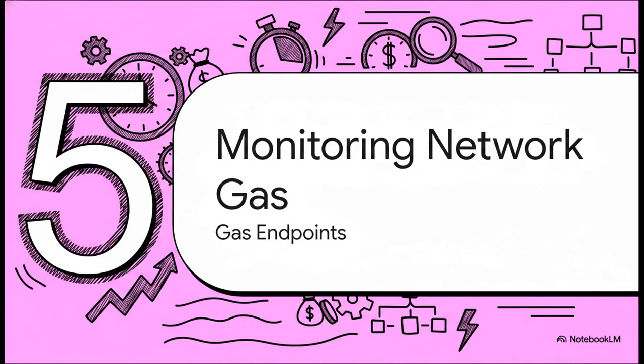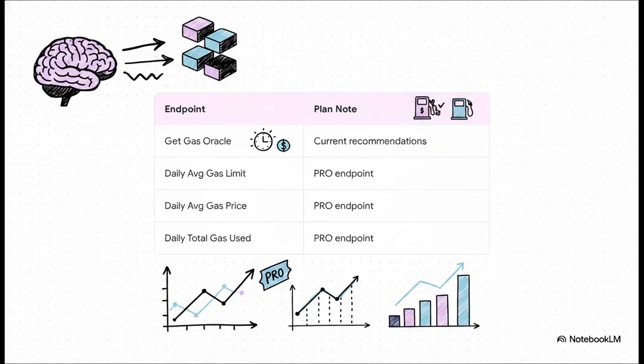Section 5. Monitoring network gas. So, the crucial point to note here is understanding exactly what your AI can access based on your Etherscan tier. Now, every developer can use the Gas Oracle endpoint, which is awesome because it gives your AI real-time gas price recommendations to help optimize when you send transactions. But, and this is important, if you want your AI diving into historical trends, stuff like the daily average gas limit, the daily average gas price, or the daily total gas used, those are specific pro endpoints. You'll need a standard plan or above to unlock those.